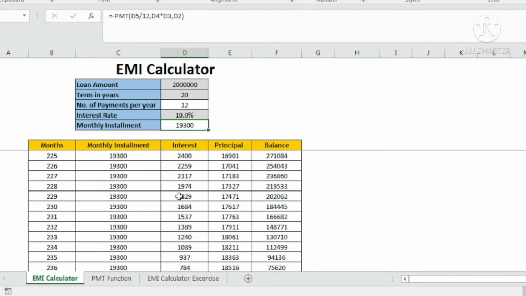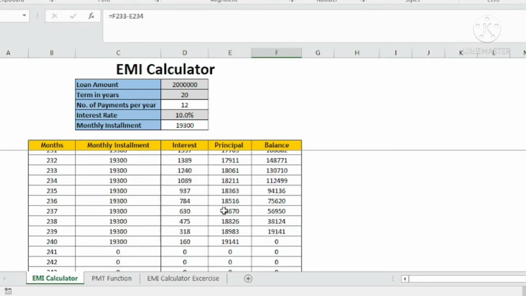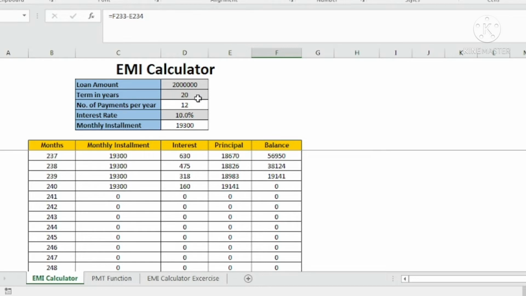Not only that, we can create an EMI calculator in such a way that it will give us the bifurcation of our monthly installment. That means how much interest we are paying and how much principal we are paying, which is on monthly reducing balances. And once the tenure of the loan is completed, that is after 20 years, that means after 240 months, it will show us the zero balance for the further months.